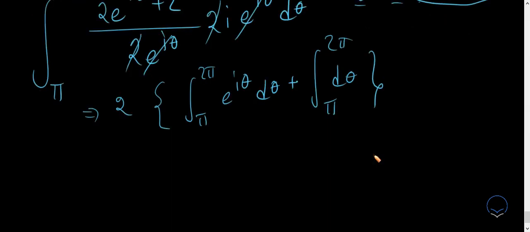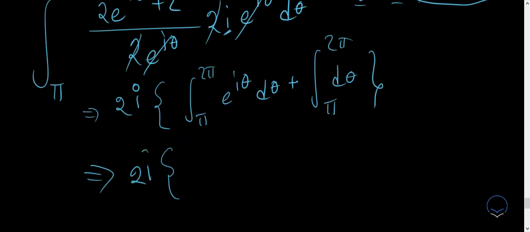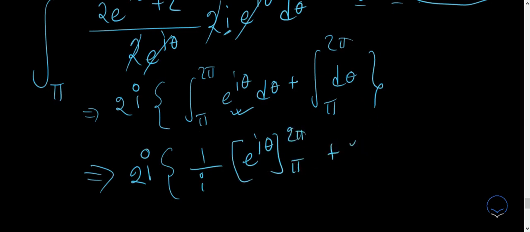Now you can easily carry out this integration. If you do that, you will have e to the power i theta here, and if you integrate that, oh wait, yes, I missed something, I'm sorry about that. There is an i over here. You see this i, it's not getting cancelled out, so there is an i over here. Now if we go back to this integration, it will be 1 upon i e to the power i theta from pi to 2 pi, and here you will just have 2 pi minus pi, right?